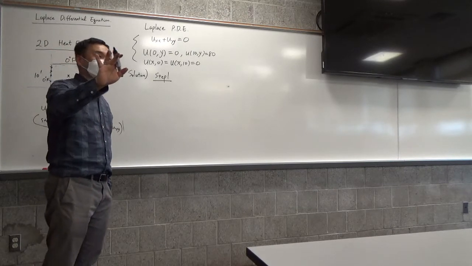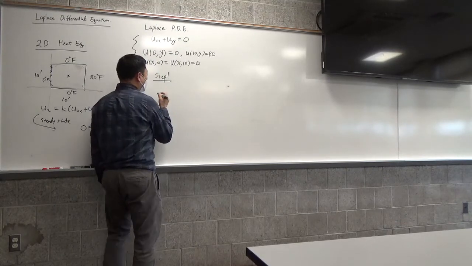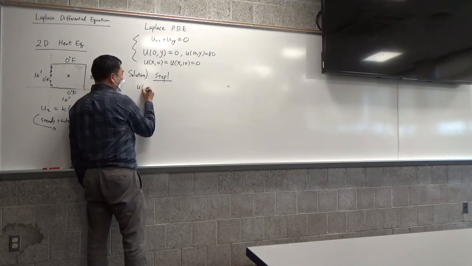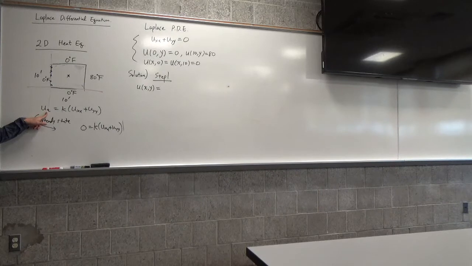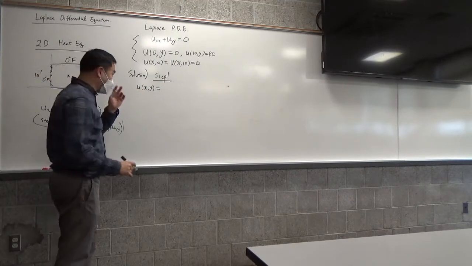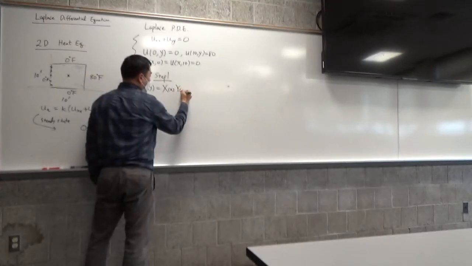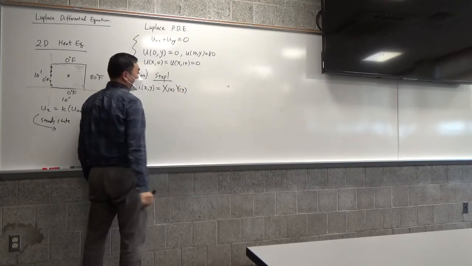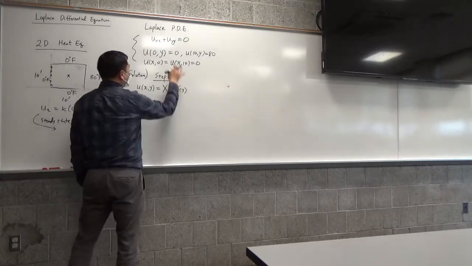Yes, not X, X, T, T here, there's no T here. Y, Y, right. So you want to say u(x,y). U does not depend on t anymore because we made it steady state. It doesn't change with respect to time. So u will be just a function of x and y only, and we are going to write it as X(x)Y(y). Okay, and then we plug that into over here.